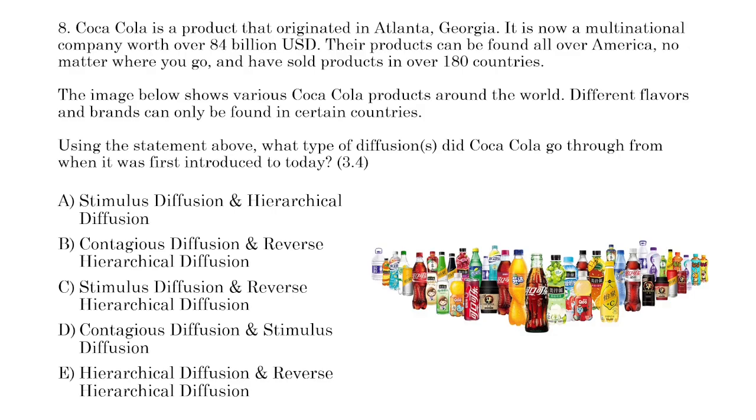Now, Coca-Cola's origin, that's Atlanta, Georgia. That started in an urban area, and it's found in over 180 countries, a lot of countries that are a lot less developed than the United States is. So I'm thinking of urban to rural, or a prominent country like the United States to less prominent countries found across the world, like sub-Saharan African countries. So I'm thinking of top-down diffusion, which is hierarchical diffusion. So that's going to make A the right answer here.